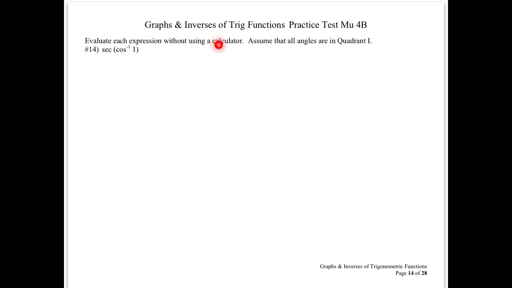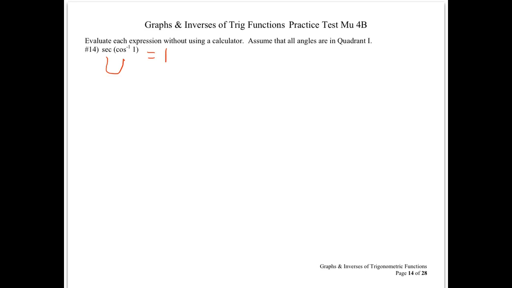Evaluate each expression without using a calculator. Calculators are for noobs. Assume all angles are in quadrant 1. Well, this first one is ridiculously simple. Secant and cosine are inverse relations. Scratch that, not inverse relations. They're reciprocals. So whatever cosine of an angle is, secant of that same angle is that same fraction reciprocated. So with no work, the answer to this is 1.